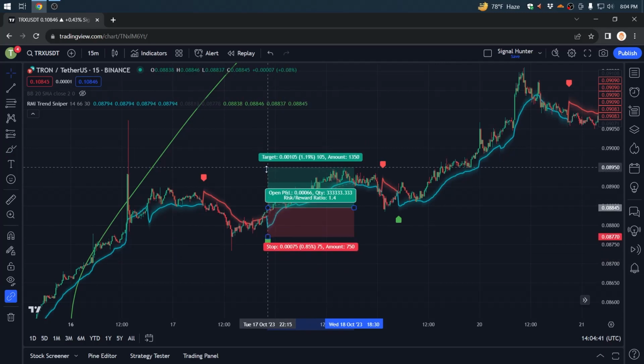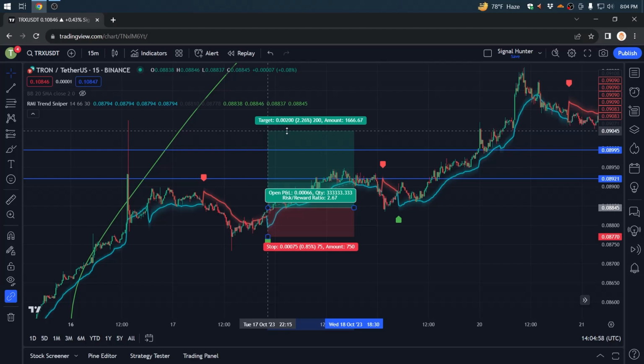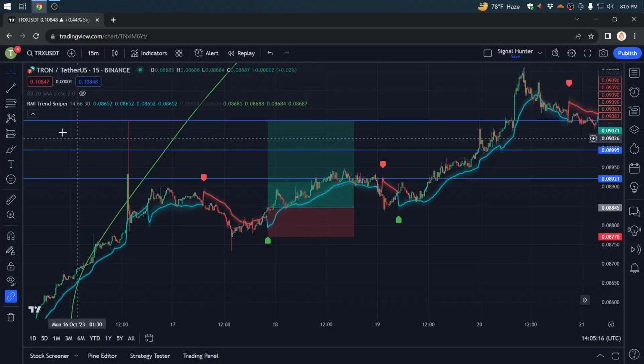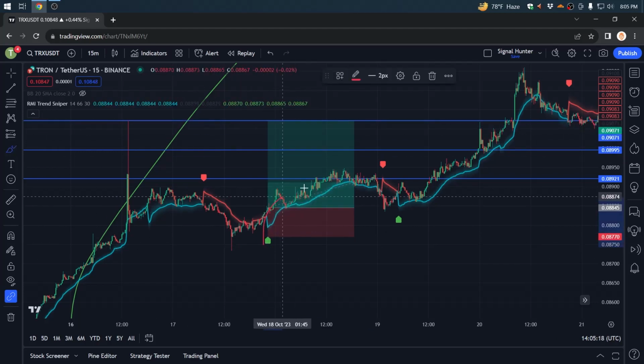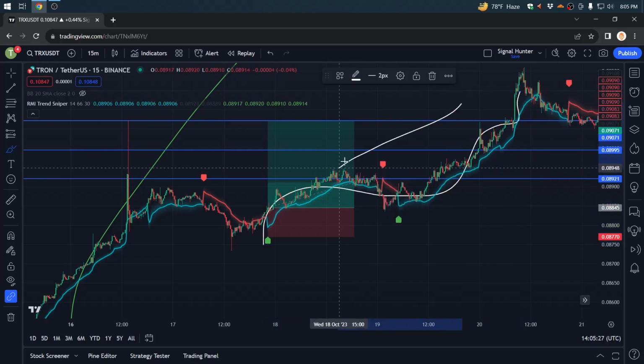and the first profit target will be 1 times the stop loss, the second profit target will be 2 times the stop loss, and the third profit target will be 3 times the stop loss. As you can see, the price is successfully hitting all our profit targets, even more. So if you have better risk management knowledge, you can increase your profit target as well.